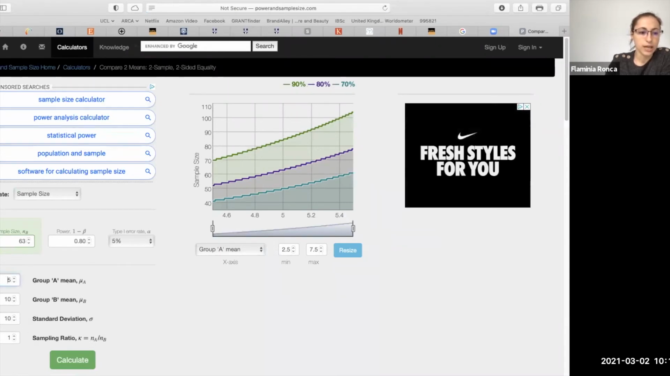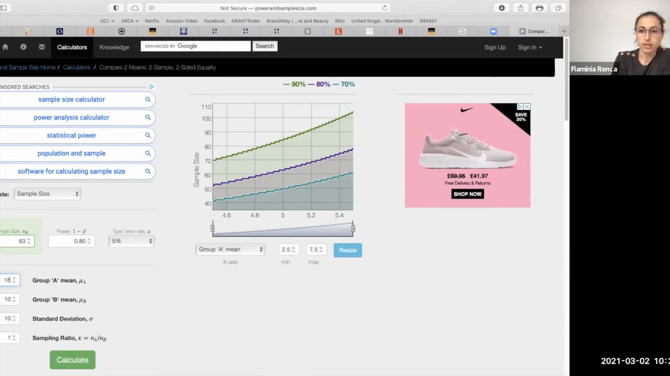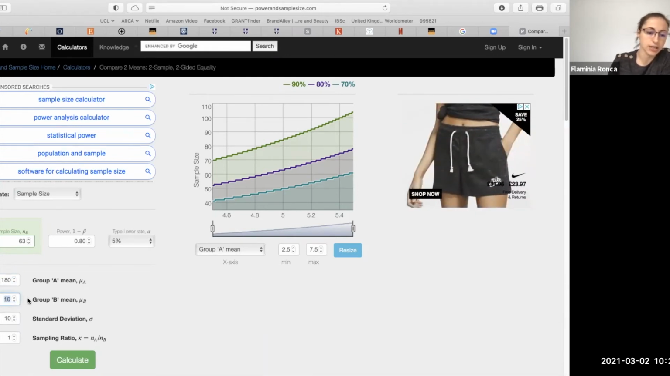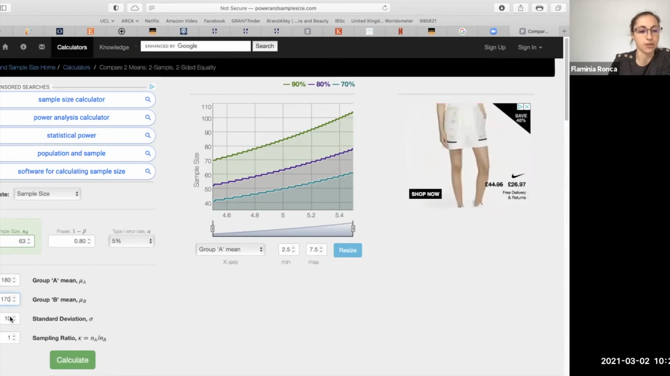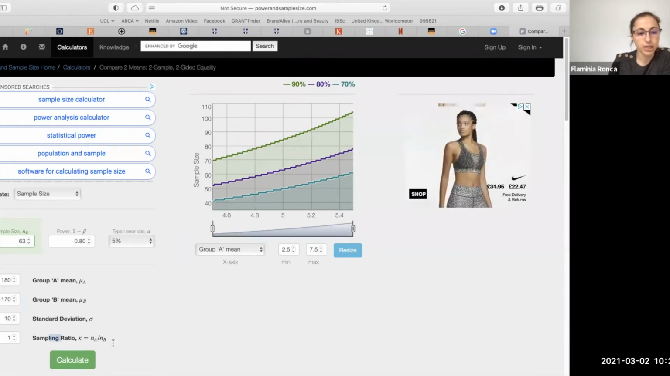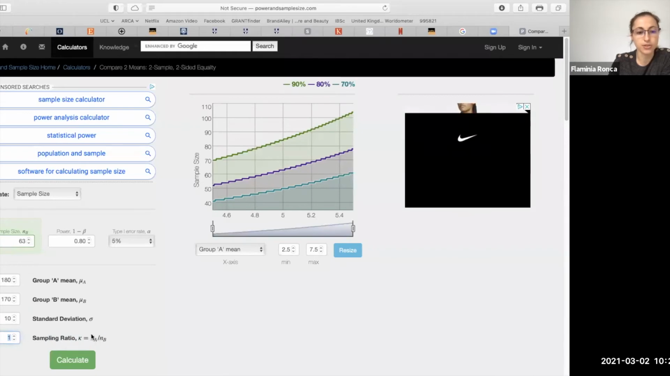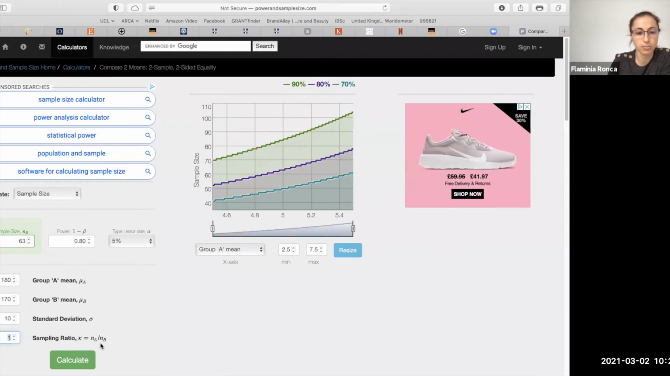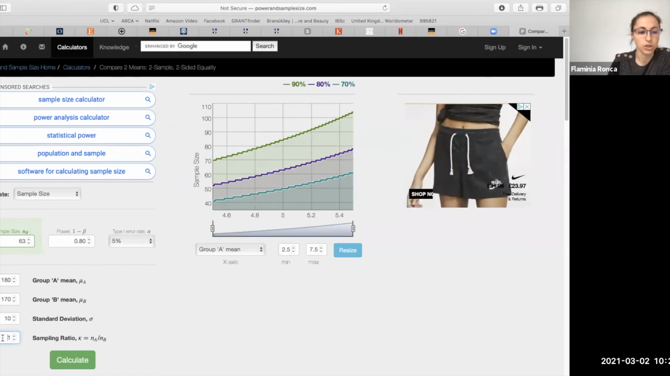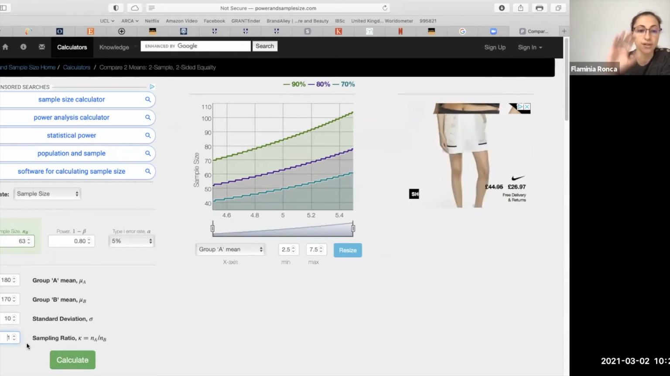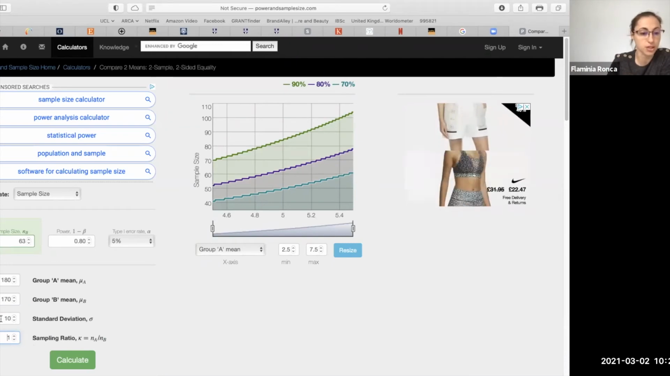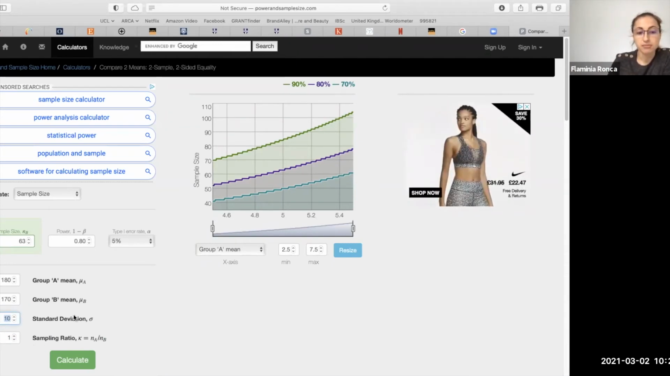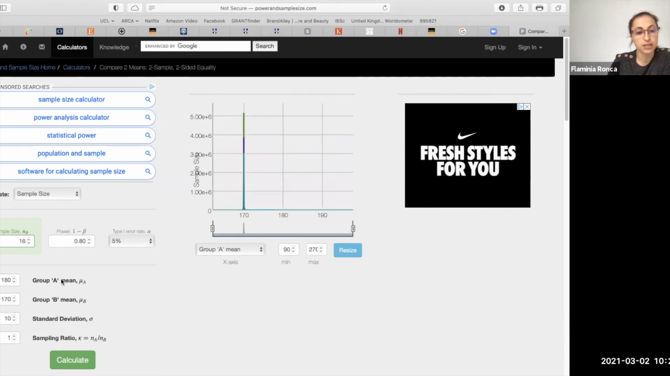And we've got group A, so let's stick to that heart rate example. Let's say group A has a heart rate of 180 and group B has a heart rate of 170. My sampling ratio is the number of participants in group A divided by the number of participants in group B. So usually you stick to a 1-to-1 because you would want to have the same number of participants in each. Standard deviation of 10, for example, in this case, calculate power is 0.8, as we said, and type 1 error, alpha or P is 0.05, so 5%.